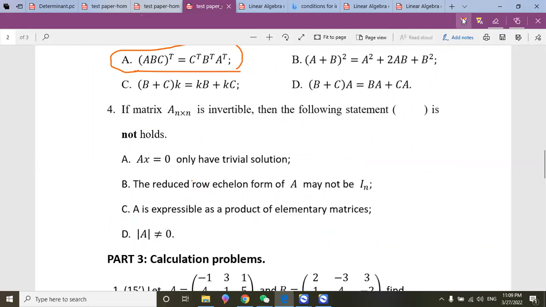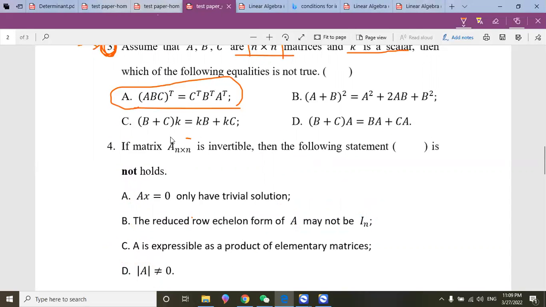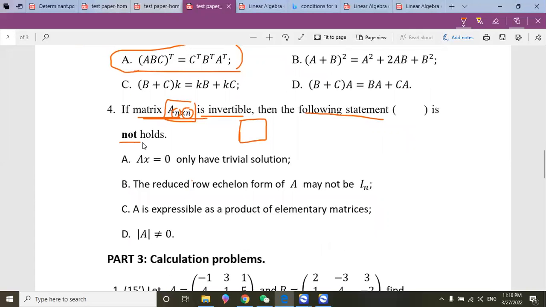So our question is, if a matrix A is n by n, so you see here the column and the row are the same, right? That means it is a square matrix. So a square matrix is invertible. Then if this matrix is invertible, then the following statement does not hold. That means which of the following statements is false.